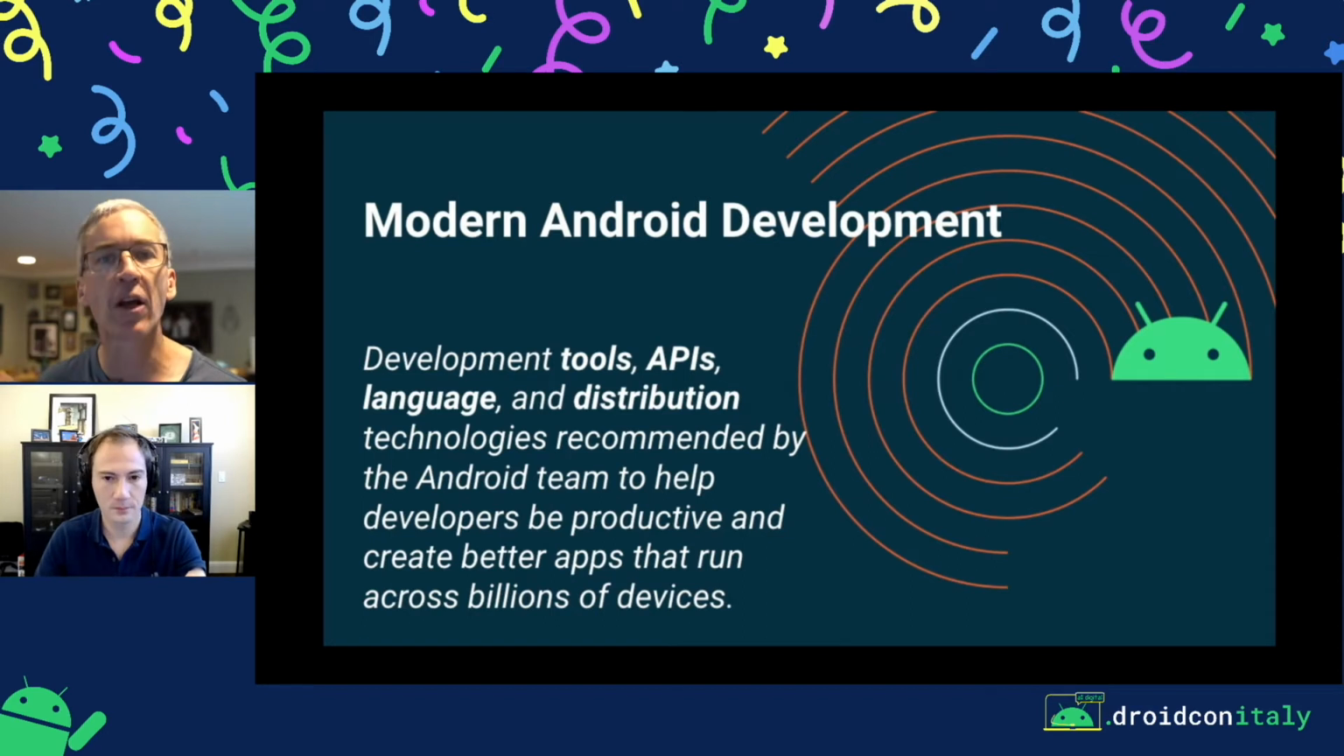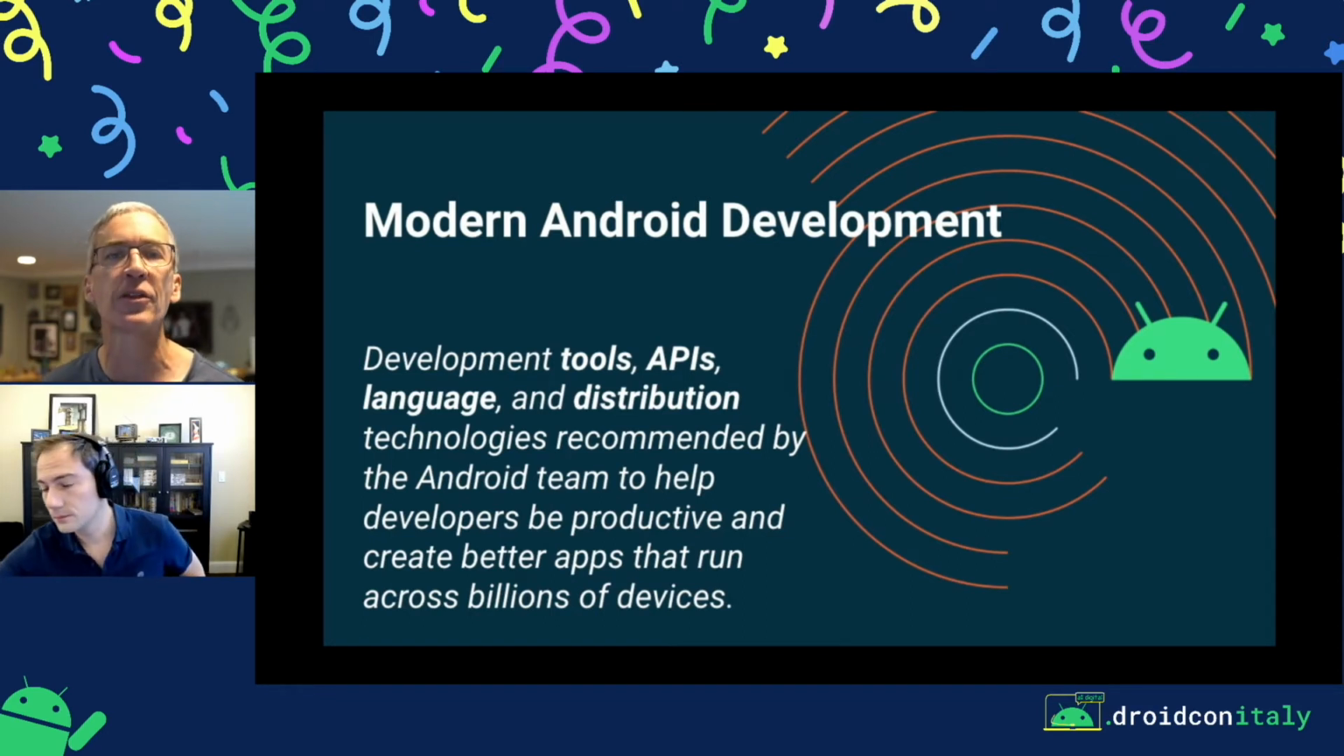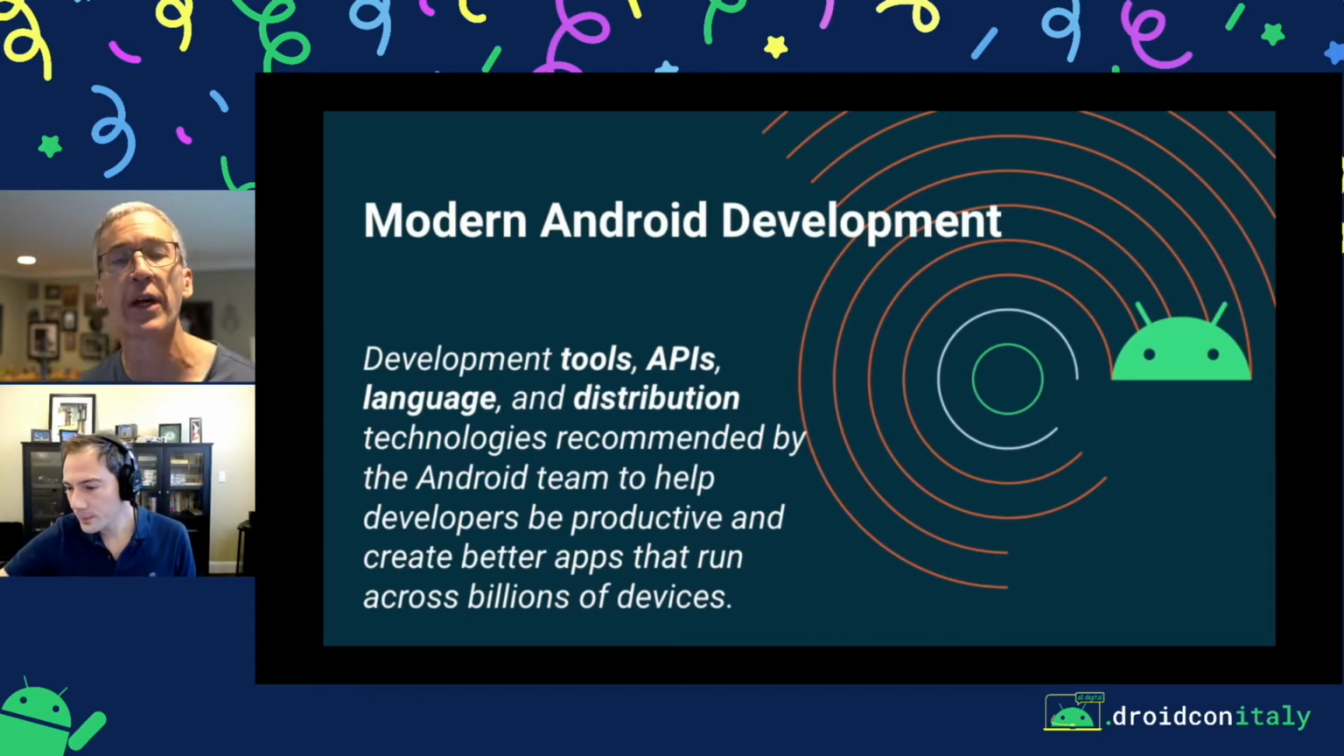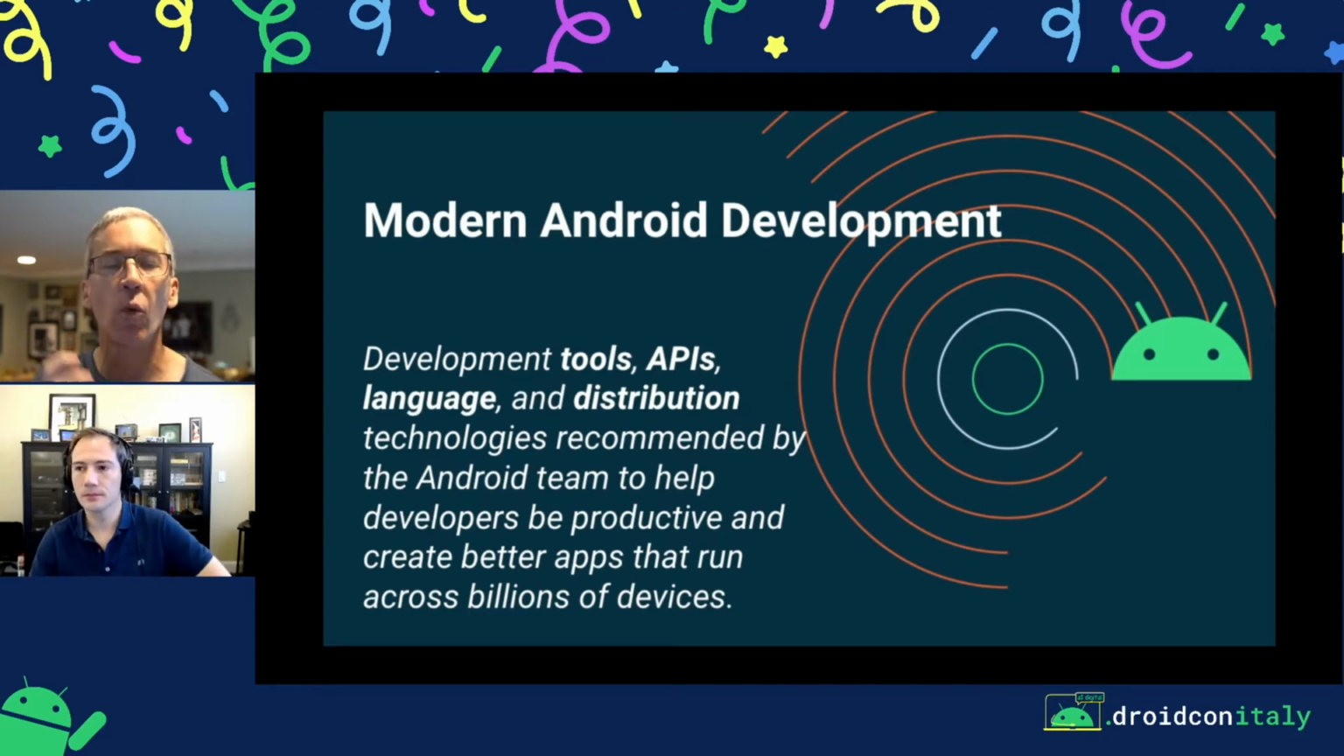And running across billions of devices means all of the technologies we're going to talk about are things that you can adopt outside of the platform, right? So things like APIs that come in unbundled libraries that you can then package with your application so that you have full control over the capabilities that the user has, because you are no longer dependent upon which release they're on and what capabilities lie in the underlying platform.